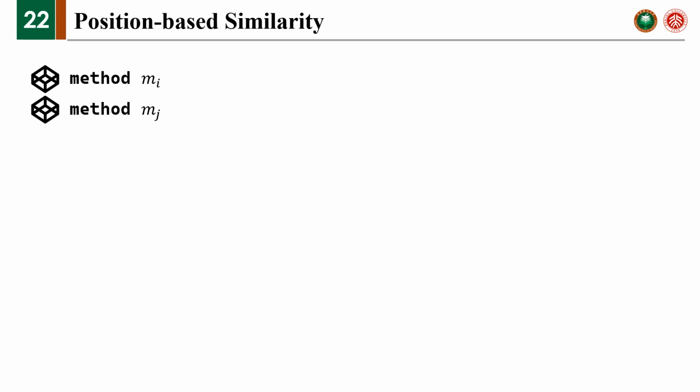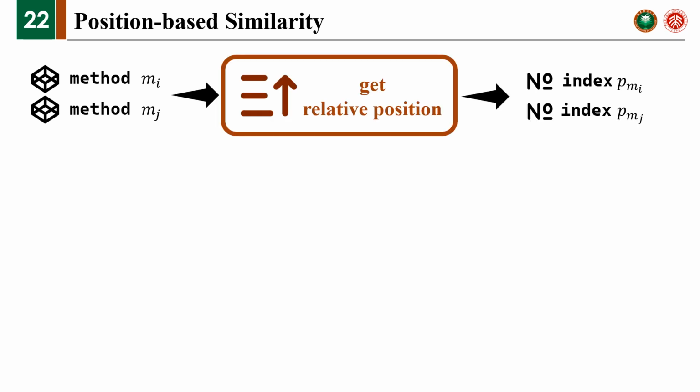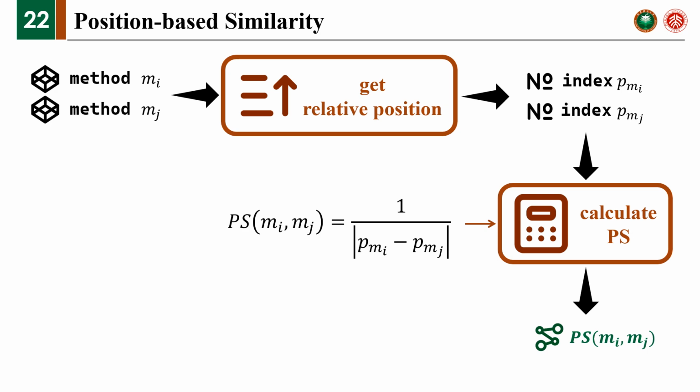For the position-based similarity, we assign a number to each method in the order of declaration, and then use the reciprocal of the difference in their corresponding index as the position-based similarity.